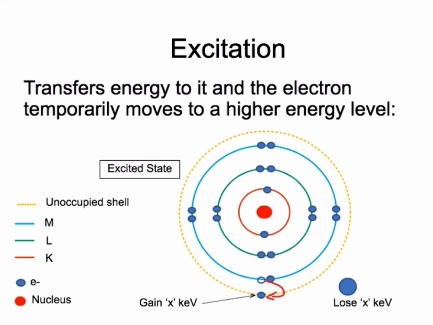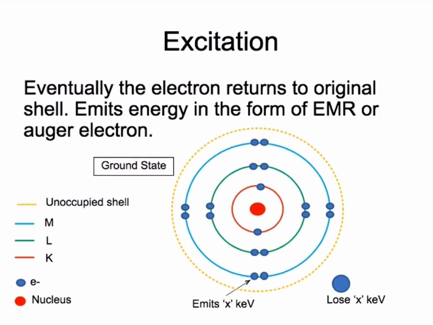In this excited state, the atom is not at equilibrium, as you have an electron vacancy at a lower energy level, while an electron occupies a shell at a higher energy level, and this is an unstable configuration, so the atom wants to quickly return to its ground state. In order to do so, the electron drops down from the higher energy shell back to its original shell, and emits the energy it gained as electromagnetic radiation or an Auger electron, which is where it transfers the energy to another electron which then flies off.